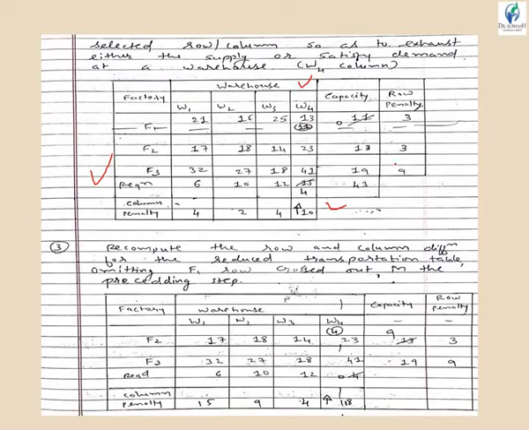Now how to do the allocation? There are 3 elements in the column W4: 13, 23 and 41. The cell with the lowest cost is the one we will select to do the allocation. So we have selected 13. Now the requirement of warehouse W4 was 15 and the capacity of factory F1 was 11. From 15 and 11, whichever is the smallest, that we will allocate, and that is 11.